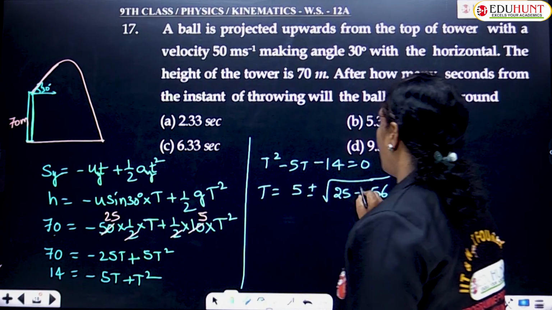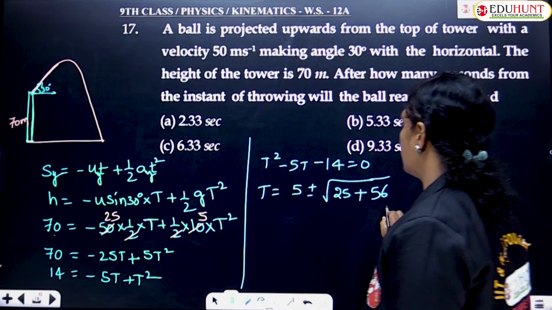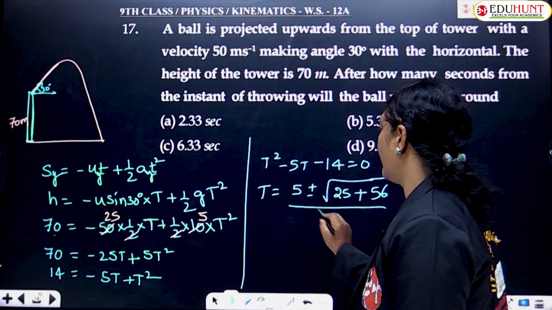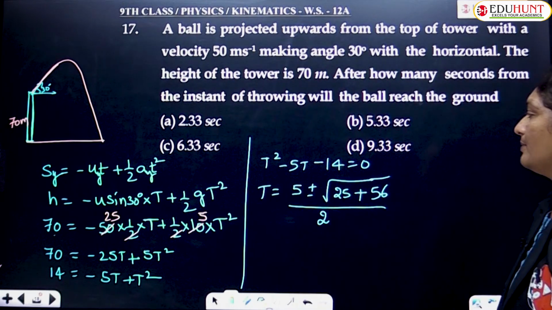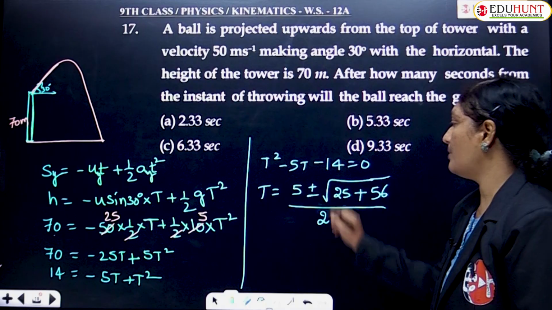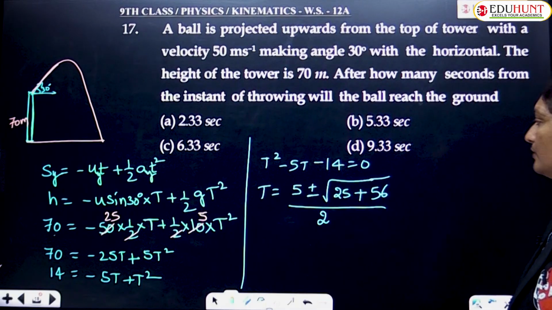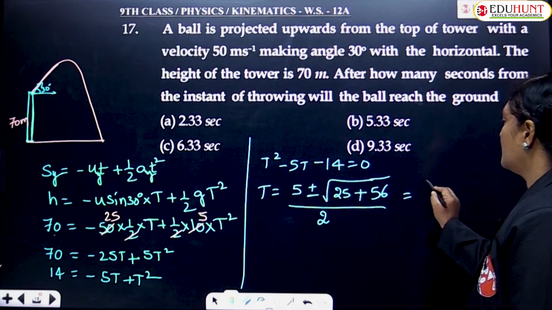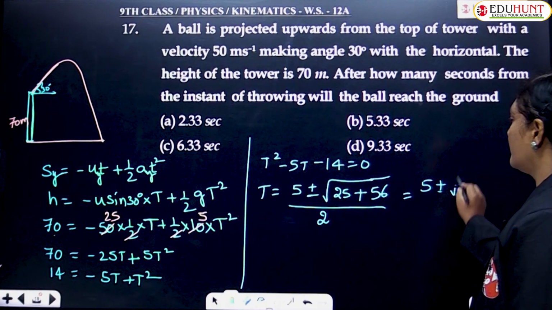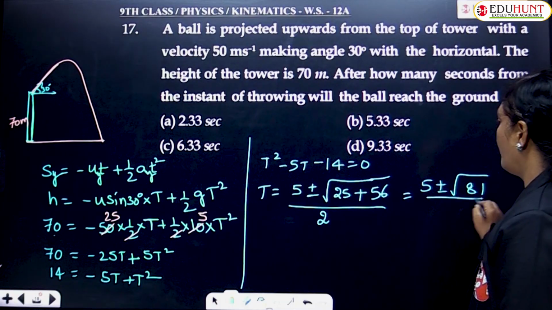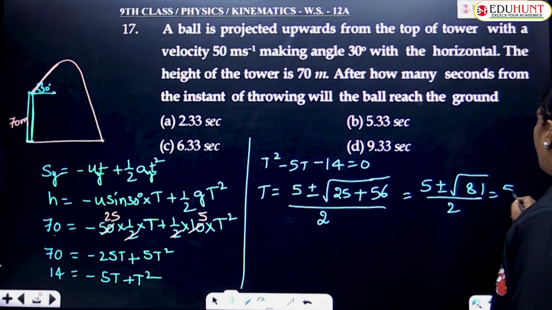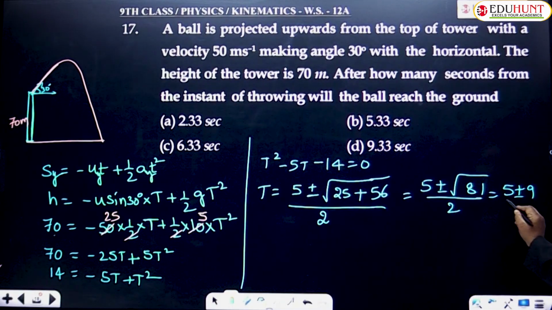Minus 4ac, this minus and that minus will become plus, root over 2a. 2a means 2 because a is 1 here. I hope you remember the formula, minus b plus or minus root over b square minus 4ac by 2a. So this is nothing but 5 plus or minus root over 81 upon 2. This is nothing but 5 plus or minus 9, root over 81 is 9, upon 2.